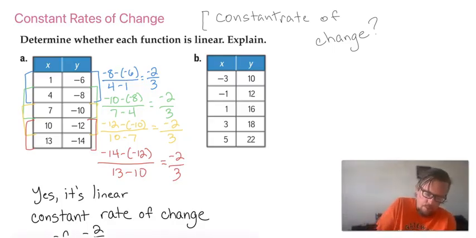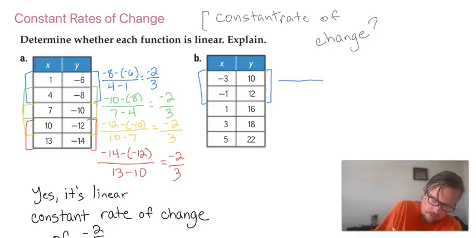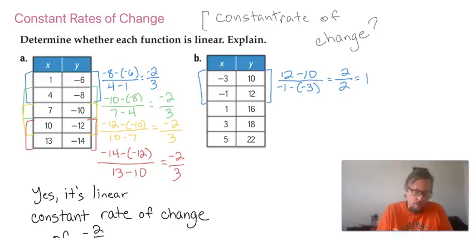So our first two points go from 10 to 12 on the y and -3 to -1 on the x. So let's go ahead and do our math here. Our y is going to be 12 minus 10, and our x is going to be -1 minus -3. So 12 minus 10 is 2. -1 minus -3 is also 2. So that's a rate of change of 1 between the first two.